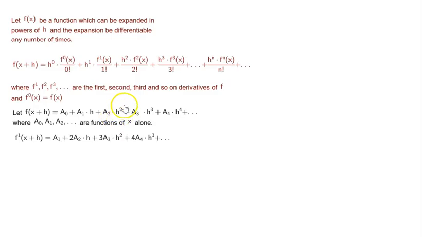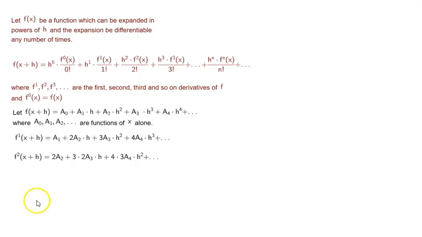Here we have a2 times h square. So 2 comes down and the power reduces by 1. So we end up with 2a2 times h plus 3a3 times h square plus 4 comes down, 4a4 times h cube. So this is our first derivative.